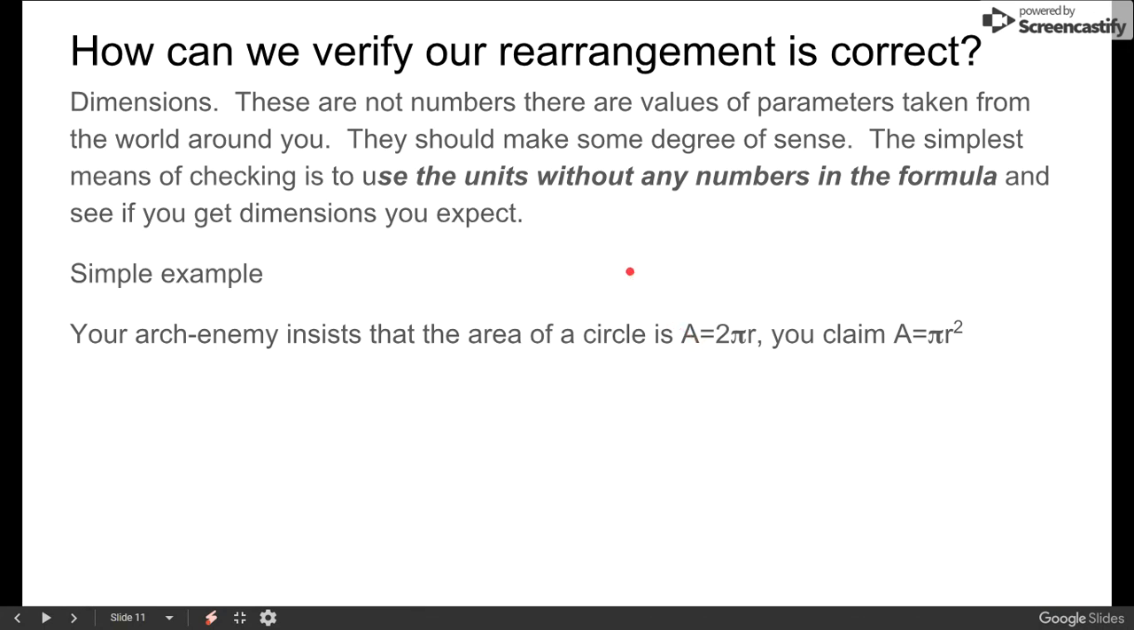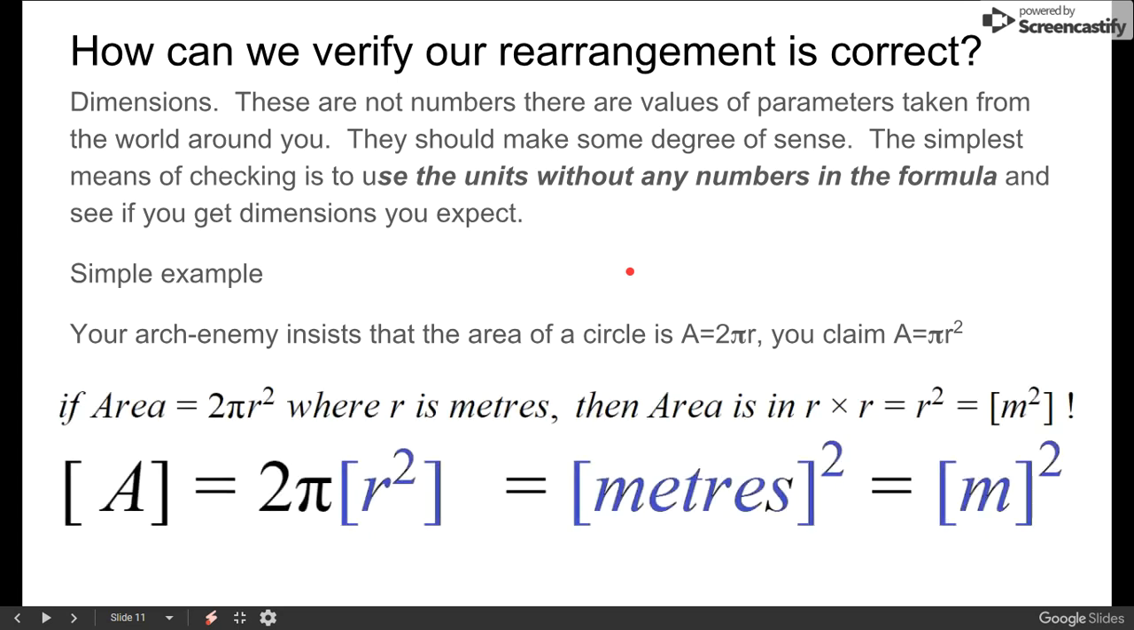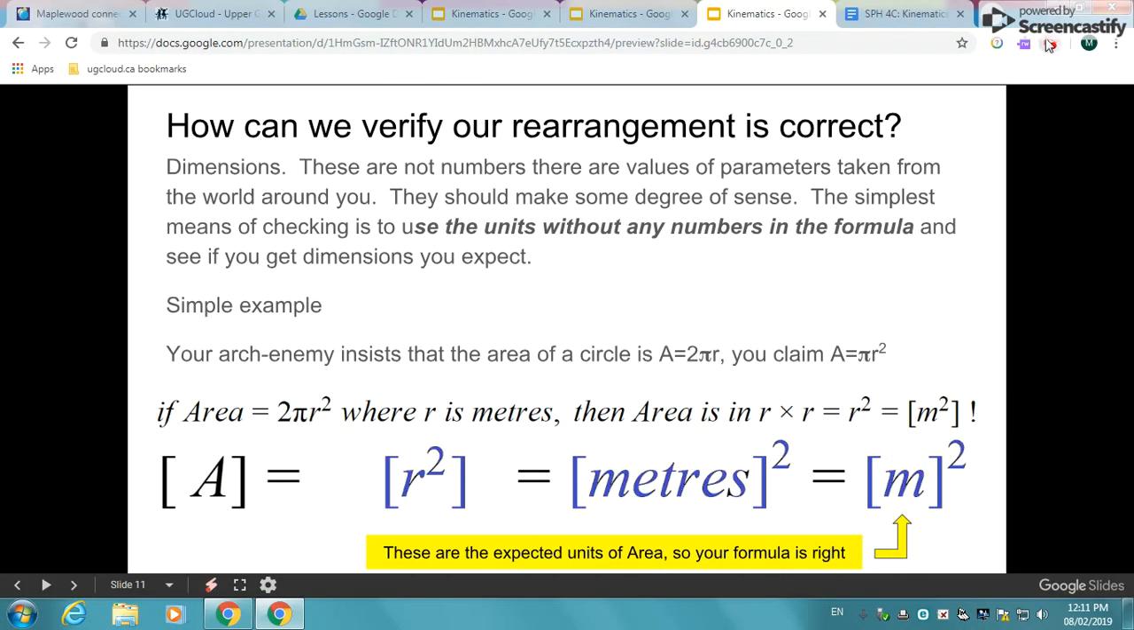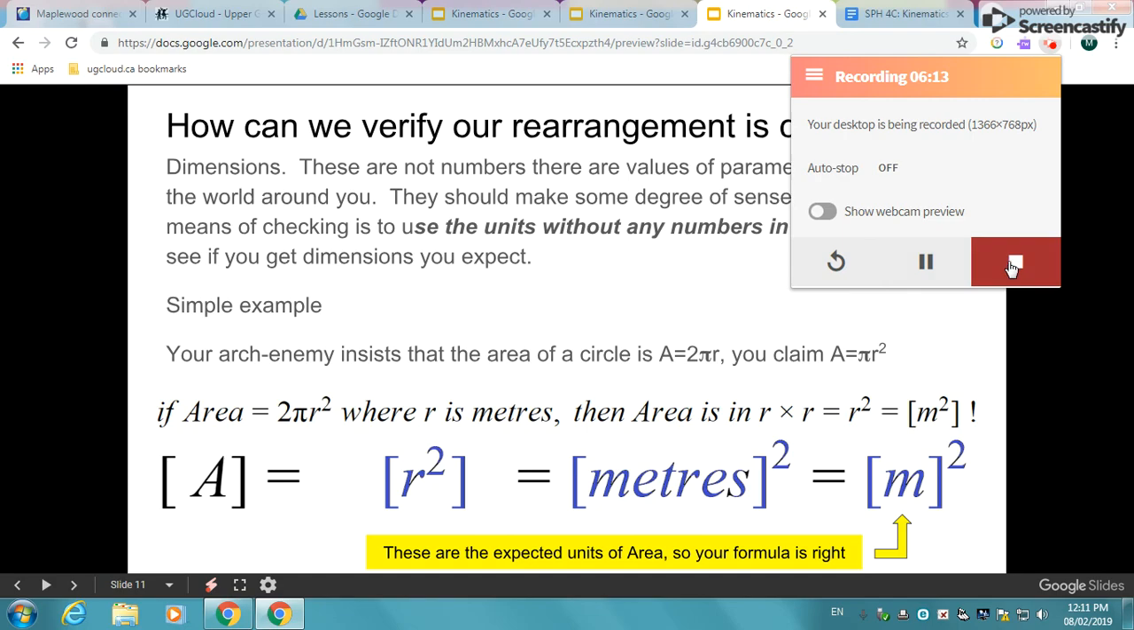So let's look at your possible solution. You claimed that this was the formula governing area. Take away the numbers, you claim that the dimensions are meters times meters, which gives you a unit of meters squared. These are the expected units for area. So your formula is correct. No knife fight is required. And I'm going to pause it here because it's a logical spot and some students want some help.